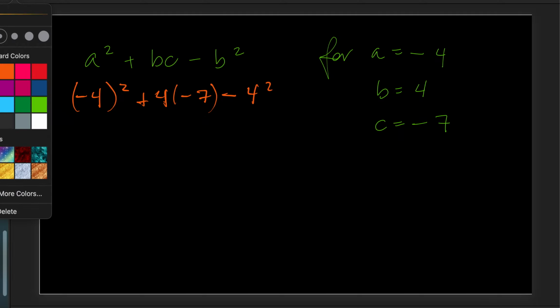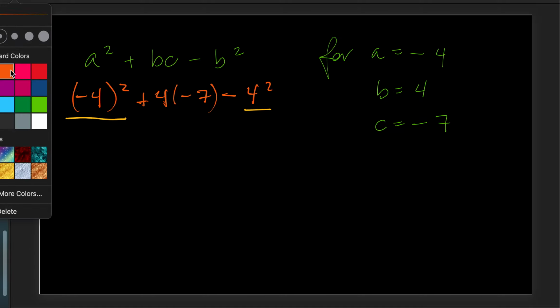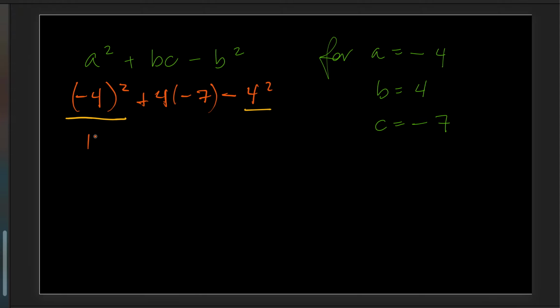So the first things we need to do are the exponents. So -4 squared is 16. Plus 4 times -7. And then 4 squared here is 16. Next we do the multiplication. So 4 times -7 is -28.